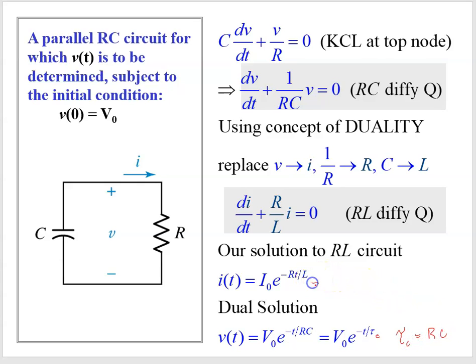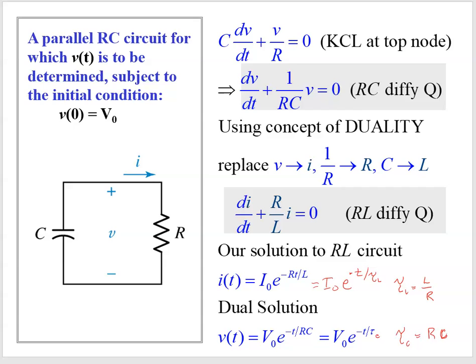We could also say this is I naught e to the negative t over tau L, where our tau L is equal to L over R. So the time constants are also the dual of each other. If we think of it in terms of the time constant, there's an RC.